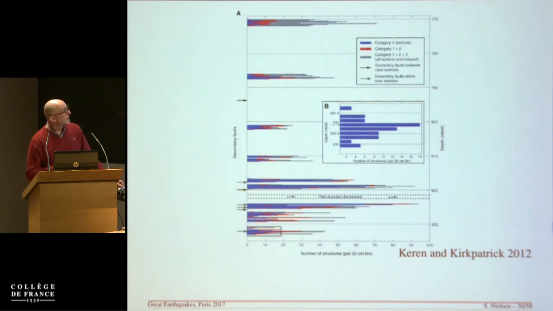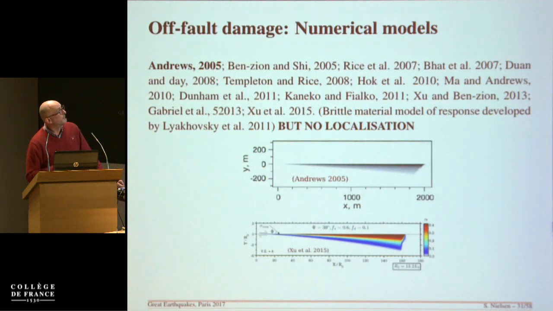Now, of course, on fault damage, there's been a lot of work, starting 2005 with the paper by Ben-Zion and Andrews, which I show here. And probably the latest one is Xu et al. here in 2015. So 10 years have passed, and we learned how to do color scales. But the message is always the same.